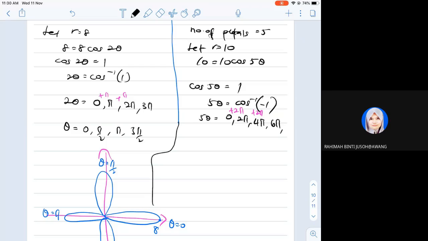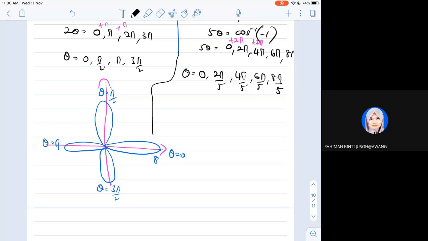And then 1, 2, 3, 4. Okay. And then 8 pi. Up to 8 pi. So theta, divide everything by 5. We have 0, 2 pi over 5, and then 4 pi over 5, and then 6 pi over 5, and then 8 pi over 5.